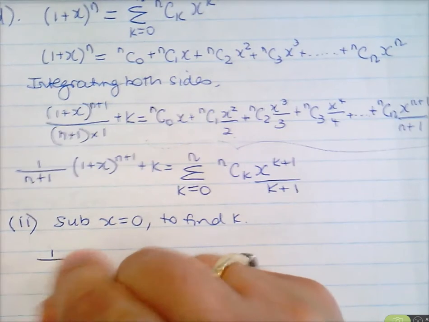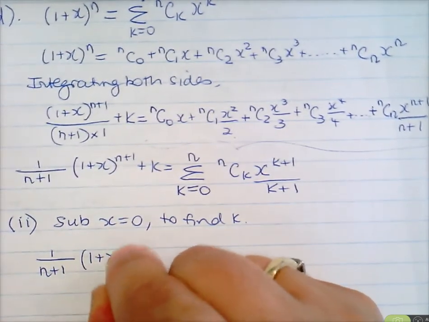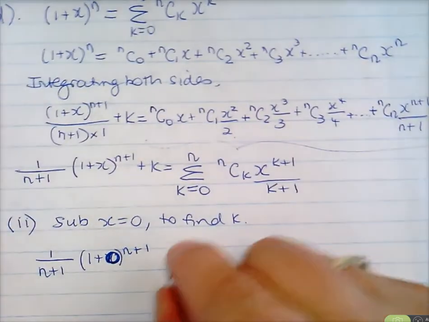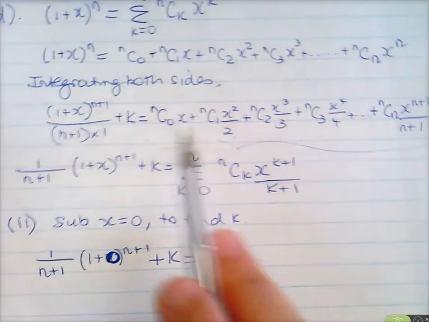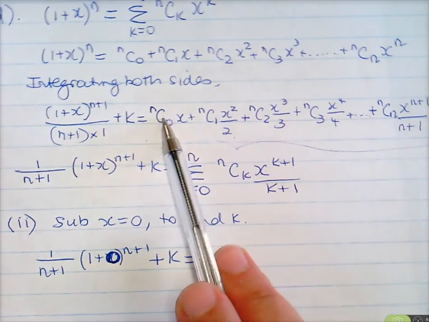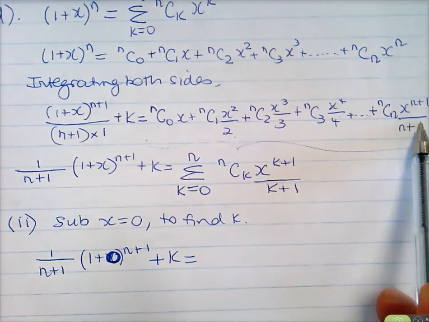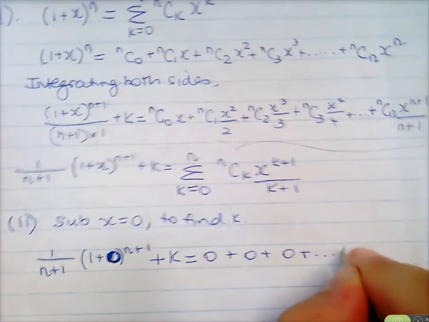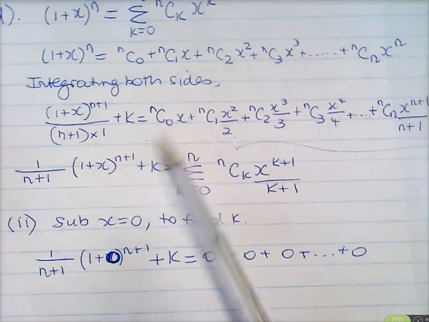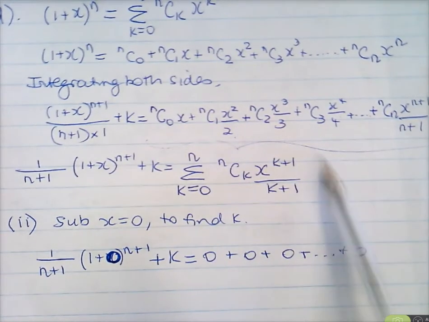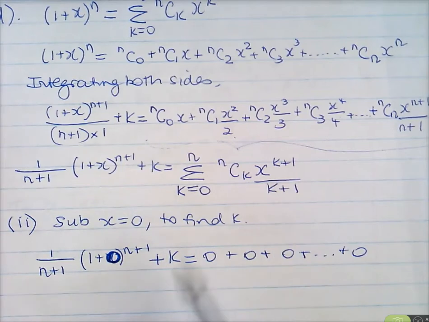So I've got 1 over n plus 1 times (1 plus 0) to the n plus 1, plus k equals... I'm going to substitute x is 0 in the expanded version, and what would I get? 0, wouldn't I? If you substitute x is 0 in the first one, you get 0 plus all these zeros, etc. So I've substituted into the expanded version instead of substituting into here. Okay, x is 0, 0, 0. You're just getting all zeros.